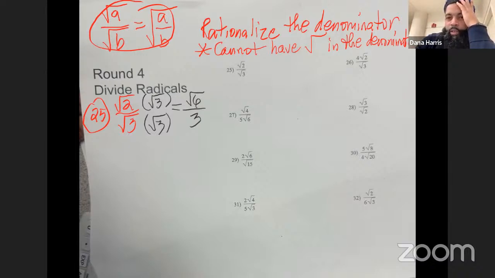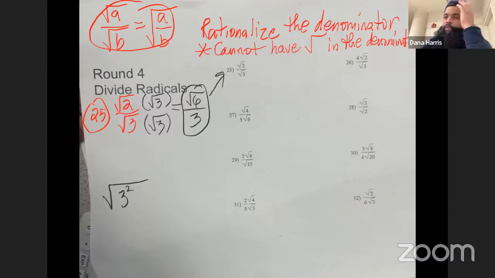Okay, well, you might say, well, how do you know that? So the square root of 3 times 3 is 3 squared, right? Well, this and this are opposites of each other. Okay, so this is your final answer for number 25. All right, we're going to do the same thing in 26.